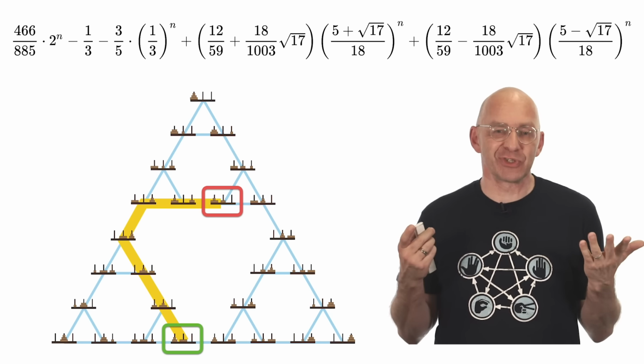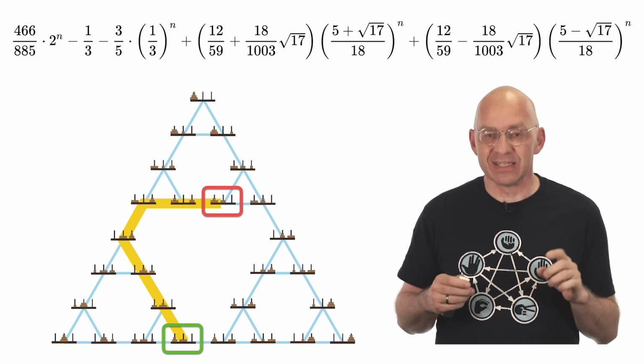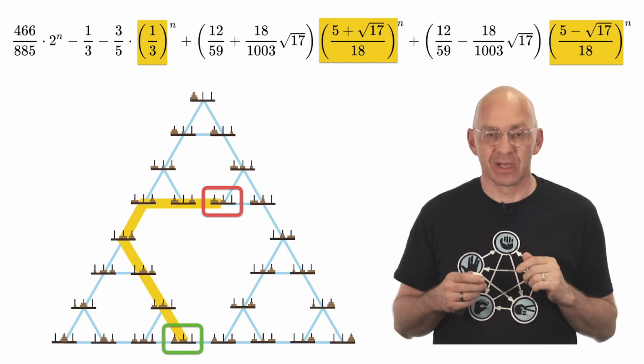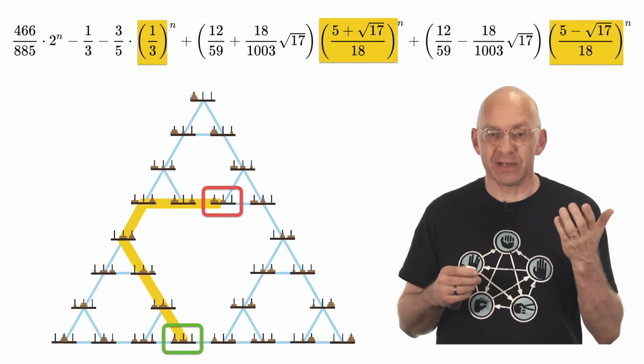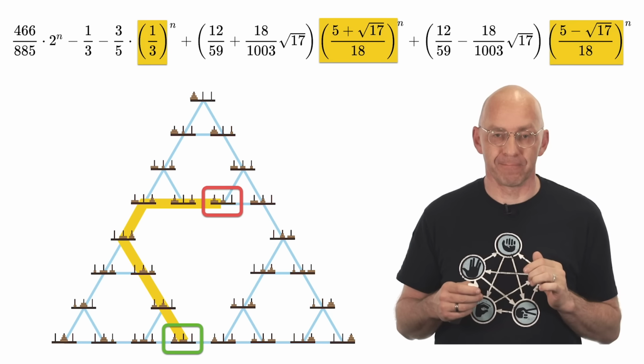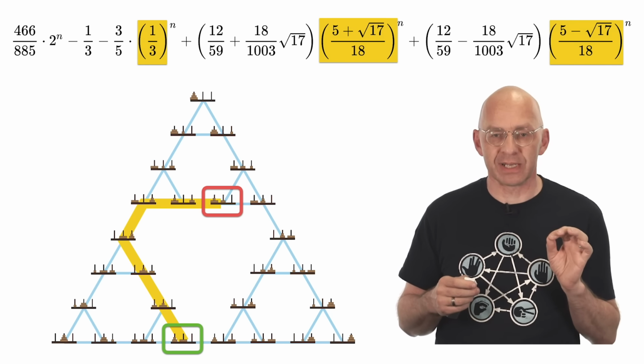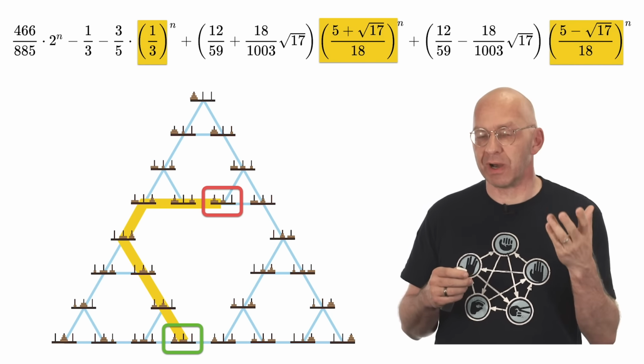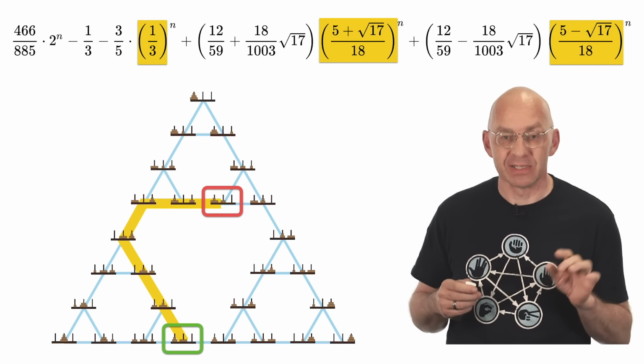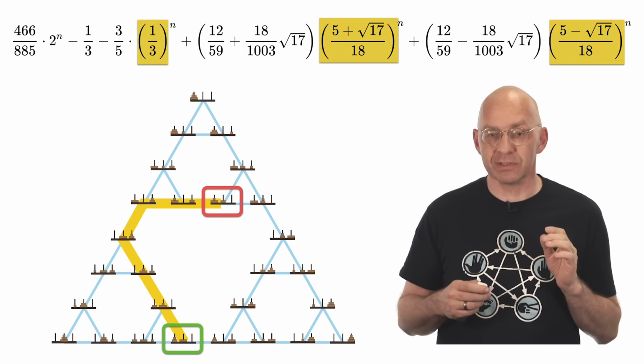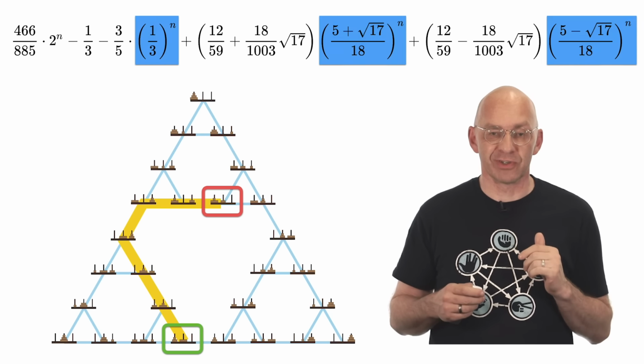Okay, so what? 2 observations. These 3 numbers, the ones being raised to the power of n, are all less than 1. And what happens if you take a number less than 1 and raise it to a large power? Yep, it gets tiny. This means that all these powers tend to 0 as n goes to infinity.